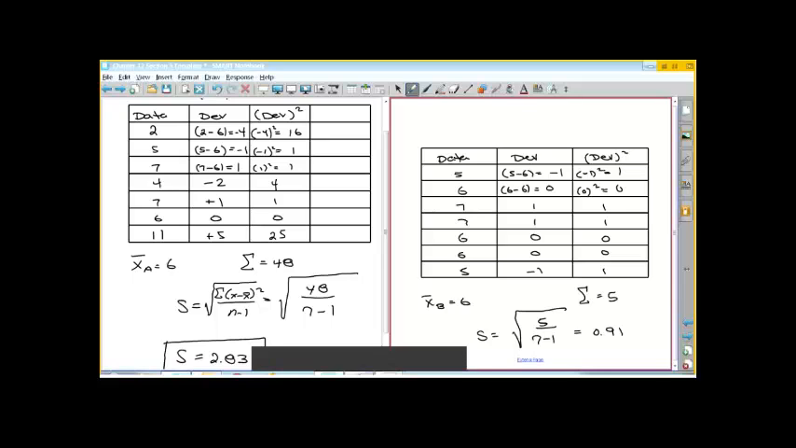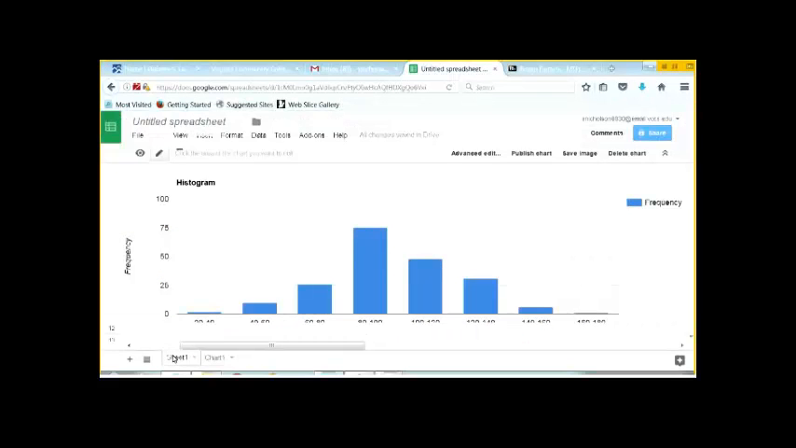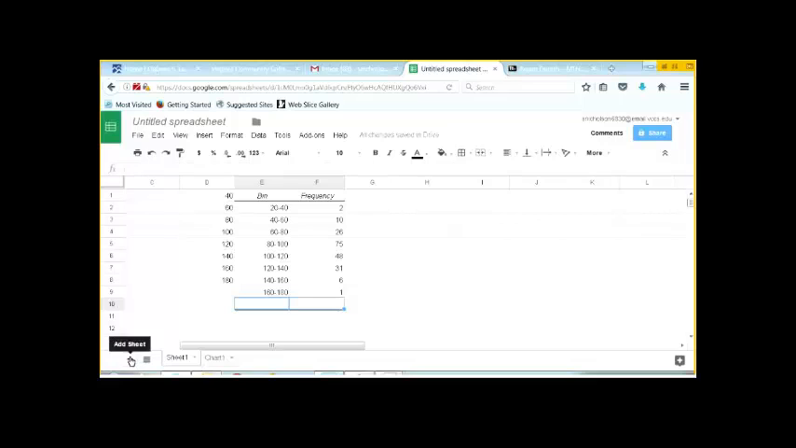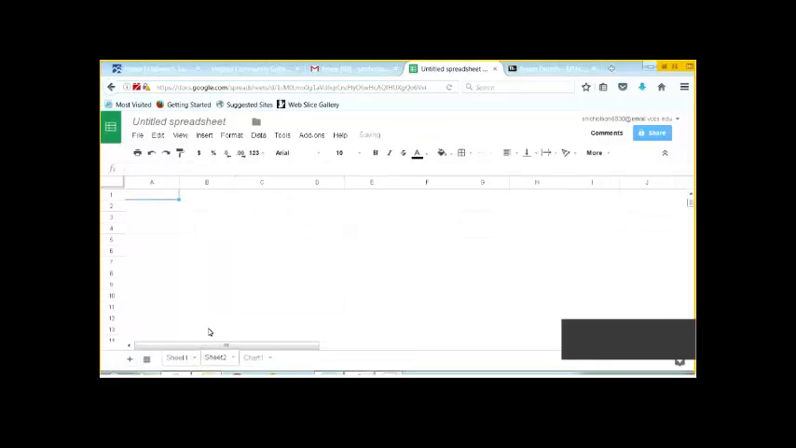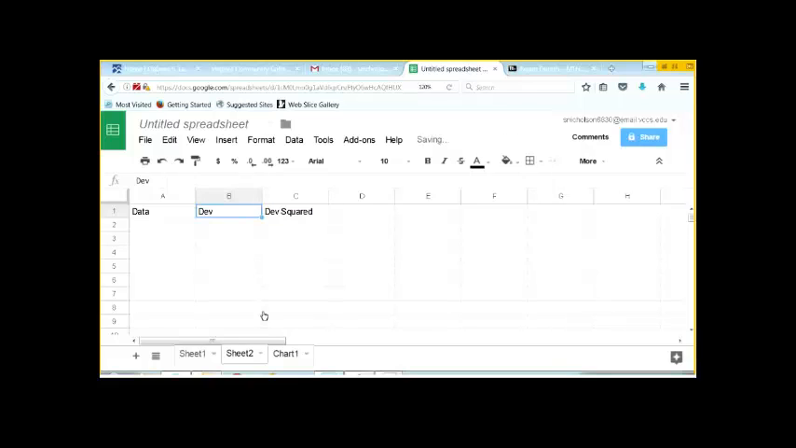So let me switch over. So back to the data table. Actually, what we'll do is you can create a new sheet. There's a sheet, it says sheet 1, one for the chart. I'm just going to create a new sheet, which is sheet 2. So this is the data, this is the deviation, this is the deviation squared. And I'll enter my data.